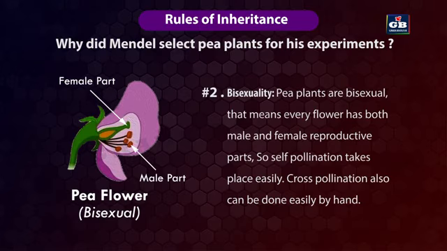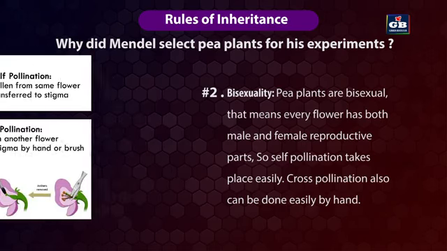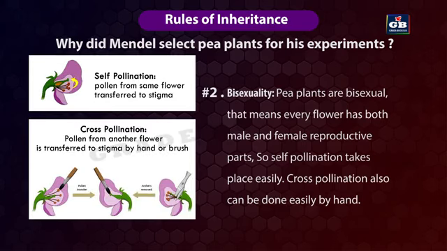2. Pea plants are bisexual. That means every flower has both male and female reproductive parts. So self-pollination takes place easily in them. At the same time, cross-pollination also can be done easily by hand.